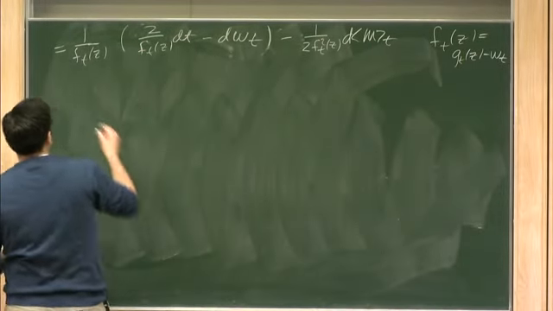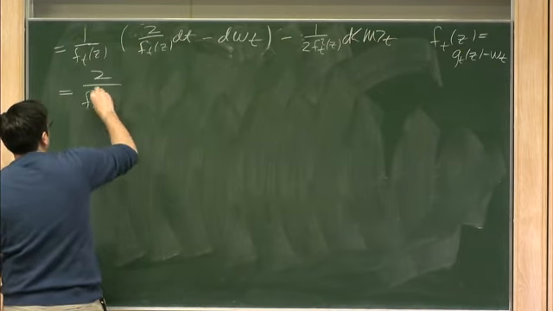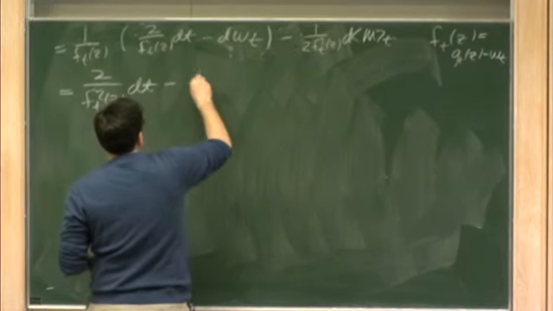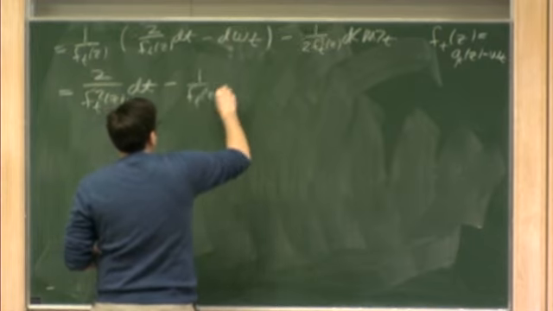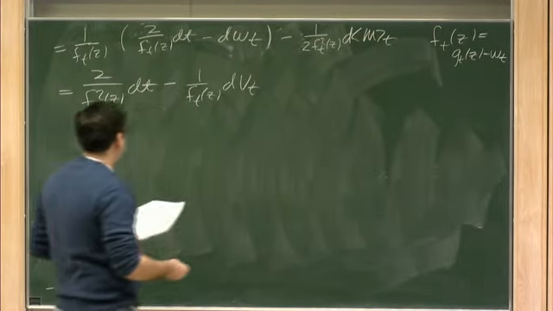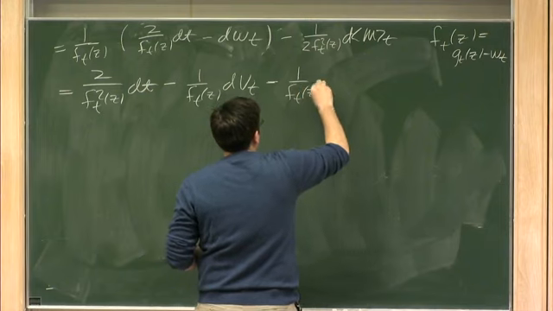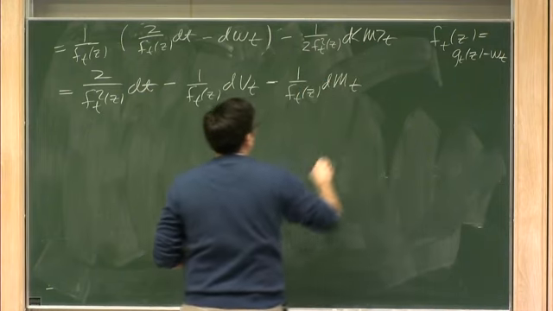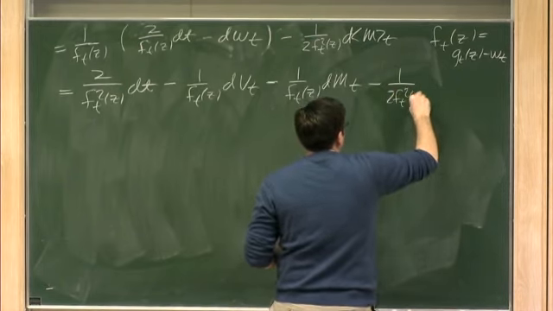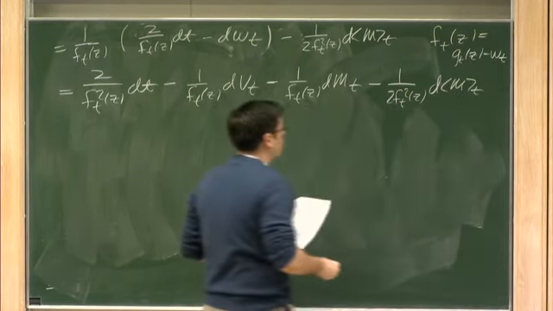Let me expand it one more time. This is the same thing as 2 over ft squared of z dt, and then we have minus 1 over ft of z dvt from the bounded variation part of w, minus 1 over ft of z dmt, minus 1 over 2 ft squared of z times the quadratic variation of m sub t.